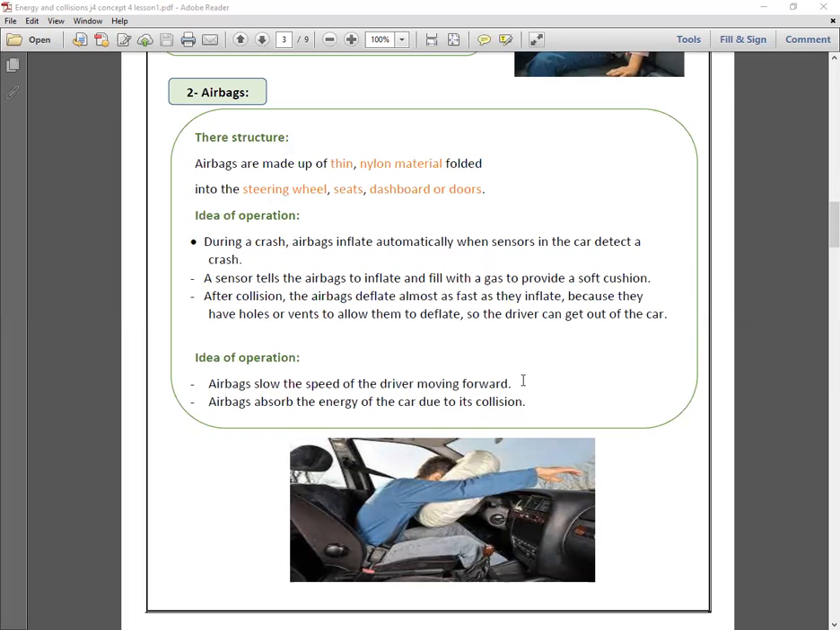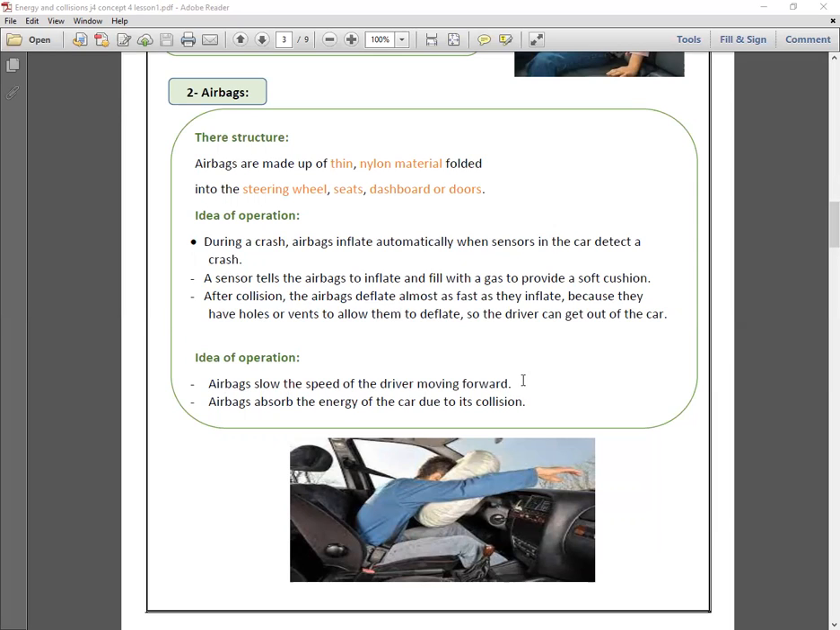Idea of operation: during a crash, the airbag automatically inflates, meaning it starts to fill with air automatically when sensors in the cars detect a crash. A sensor tells the airbag to inflate and fill with a gas to provide a soft cushion, okay? After a collision, the airbags deflate almost as fast as they inflate because they have holes to allow them to deflate, so the driver can get out of the car.